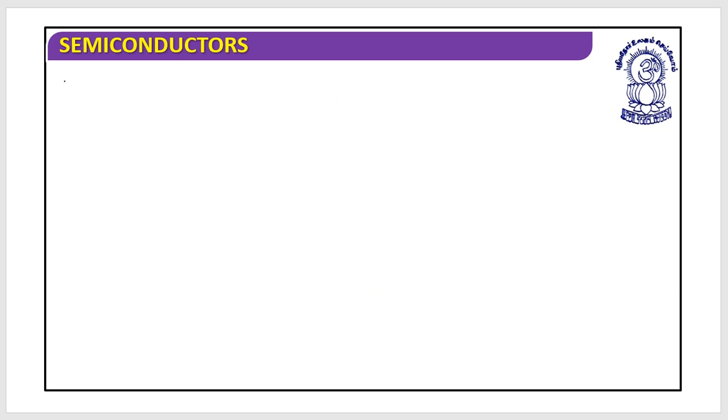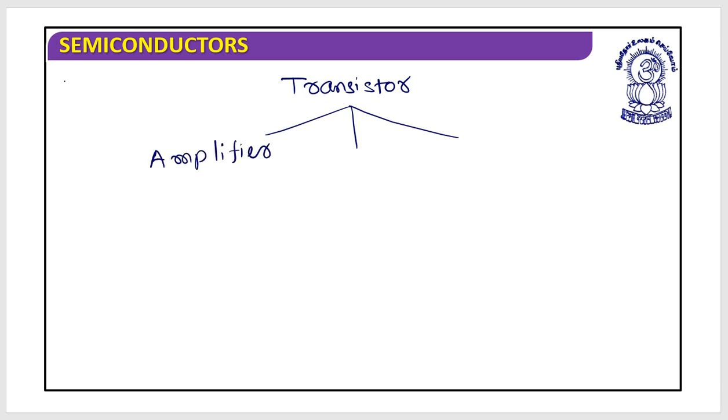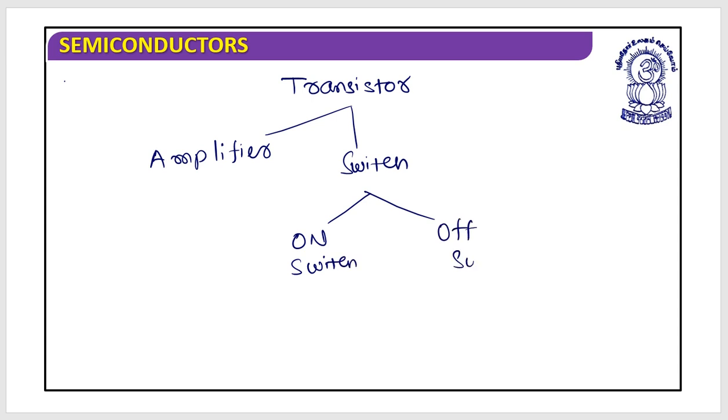When we say transistor, it can work for three tasks. One of them is an amplifier, and another is a switch. As a switch, it can work in two ways: as an on switch or as an off switch.